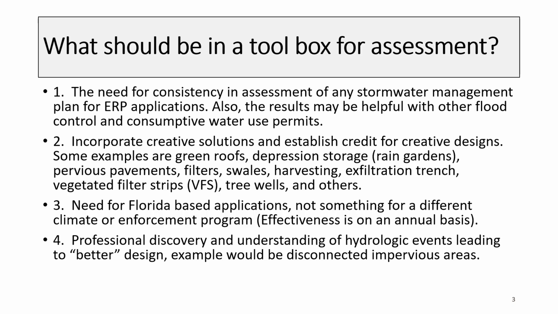This is precisely why we've developed systems like BMPFast, to ensure that all applications adhere to regulations and good practices uniformly across the state. Secondly, our tools must be able to incorporate and give credit to creative solutions. We want to encourage innovative designs rather than just standard approaches. Think about examples like green roofs, depression storage or rain gardens, pervious pavements, various filters and swales, water harvesting systems, exfiltration trenches, vegetated filter strips, and even tree wells.